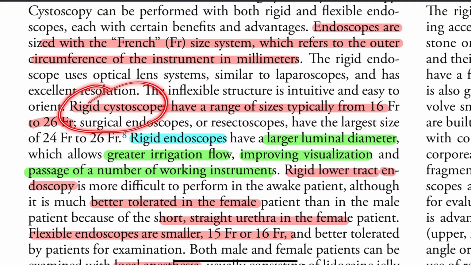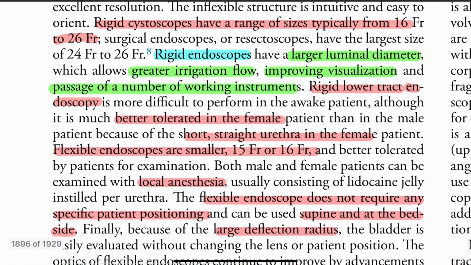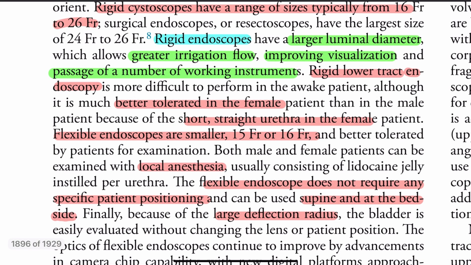Now you have to remember some values. The rigid cystoscope size is 16 to 26 French. The rigid cystoscope has a larger lumen diameter, greater irrigation flow, improved visualization, and passage of a number of working instruments. Everything is because of its larger lumen diameter. Rigid lower tract endoscopy is more difficult to perform in an awake patient. It is better tolerated in females because females have a short and straight urethra.